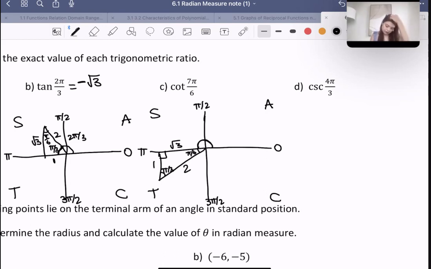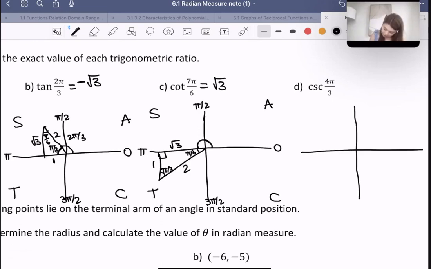And so what is tangent of pi over 6? Well, that's going to be opposite over adjacent, so that's 1 over root 3. Now this is cotangent though, so it's actually going to be the reciprocal of that, so it would just be root 3, and it would be a positive root 3 because tangent is positive in this quadrant, and by extension of that, cotangent would also be positive.